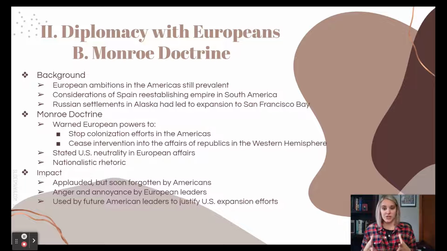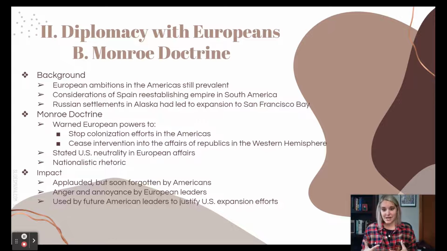And what he does is he warns Europe to stay out of the Americas. The Americas are closed for further colonization, and the United States will also stay neutral in European affairs. So basically, you stay out of our backyard, we'll stay out of your backyard.